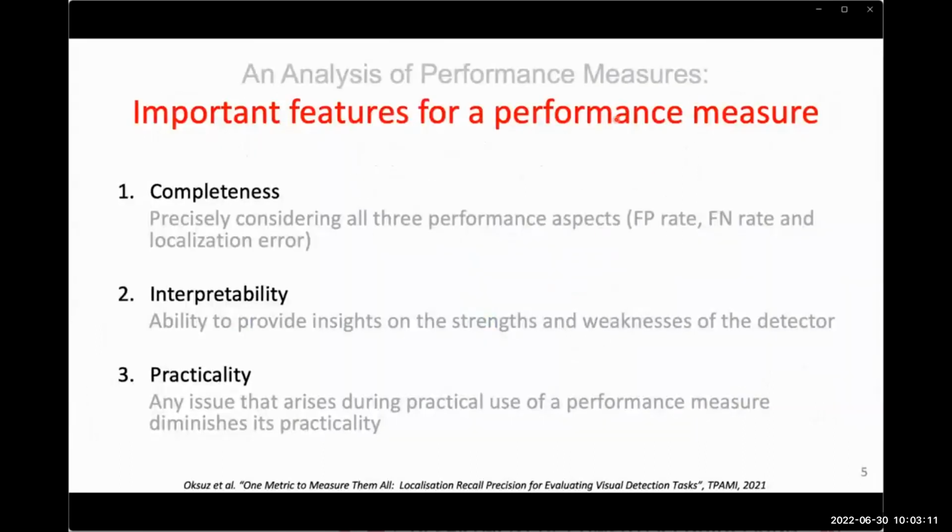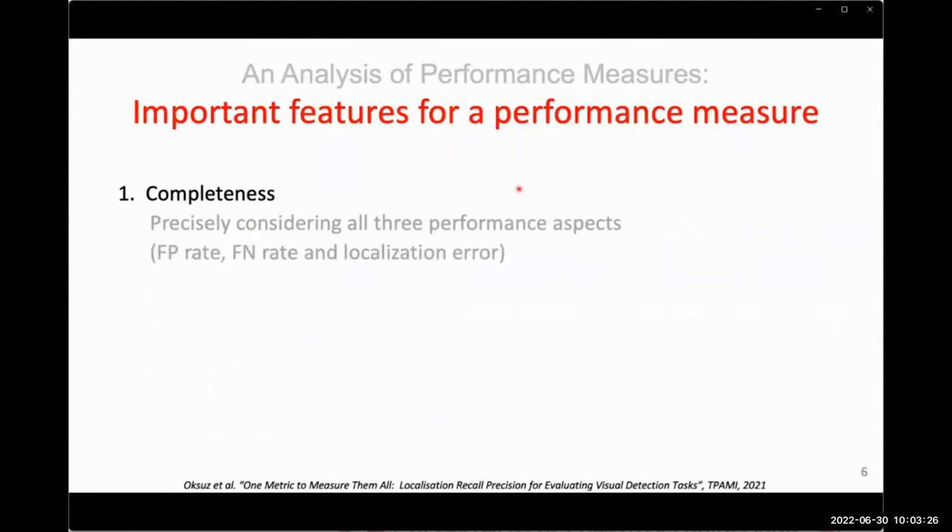Let us look at the important features that are expected from a performance measure. These important features are completeness, interpretability, and practicality. Now let me introduce them in detail. The first important feature is completeness. We would call a performance measure complete if it considers precisely all 3 performance aspects of a detector.